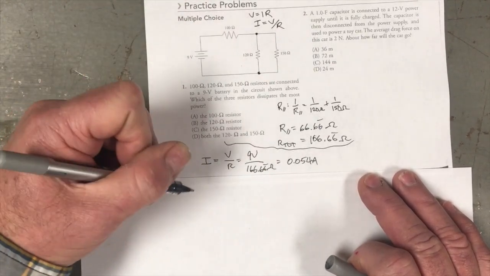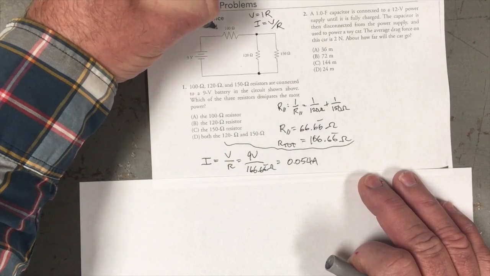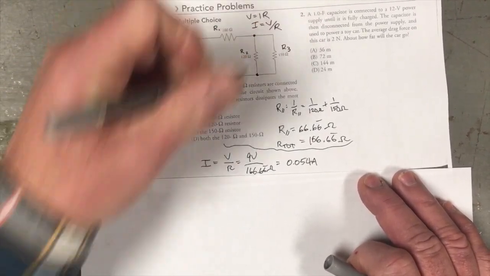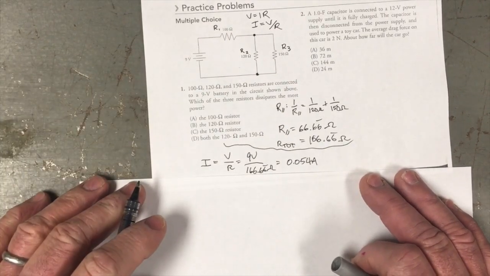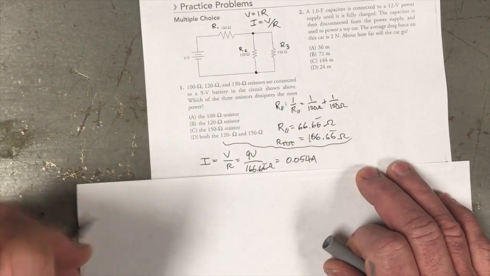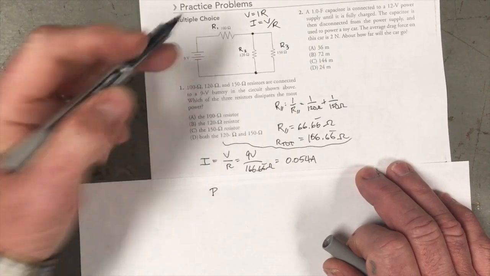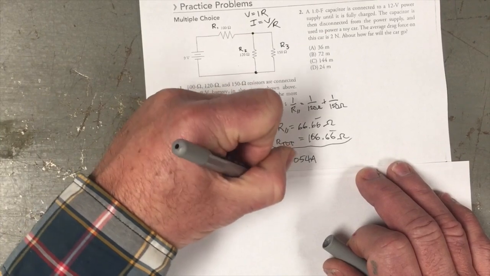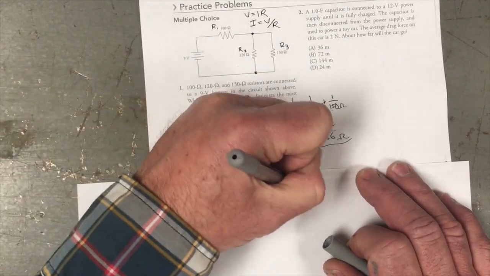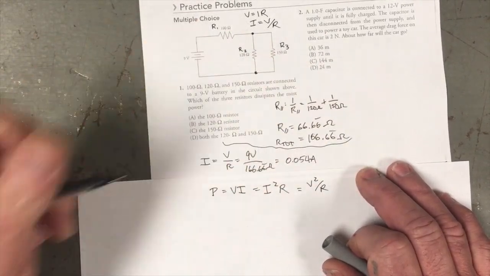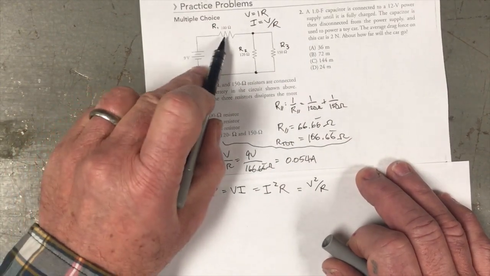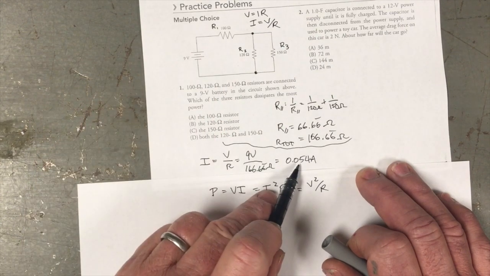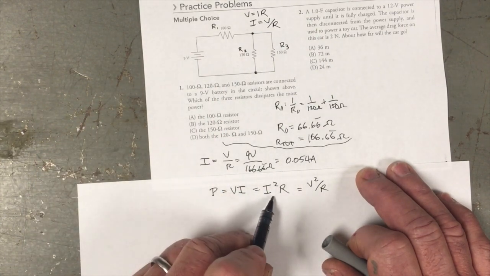So let's go ahead and do it. Now I'm going to call this R1, this R2, and this R3, just for the rest of the discussion. Power can be expressed as voltage times current, or current squared times resistance, I squared R, or V squared over R. When a resistor has all the current going through it, like resistor 1 does, and you know what that current is, I like using this equation.